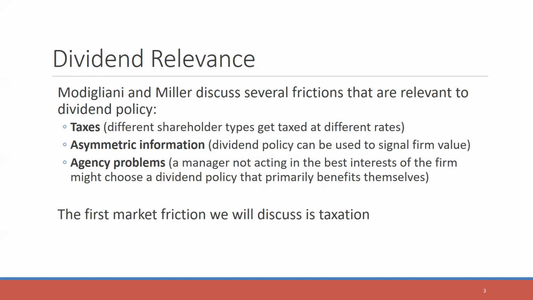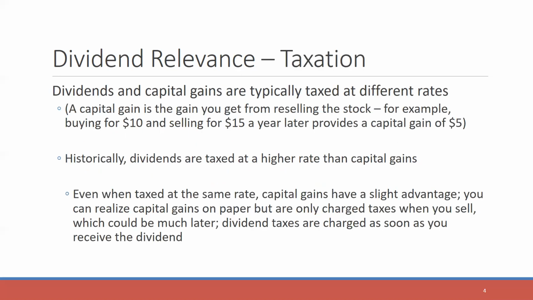So, more generally, we think of agency problems as the capacity for the manager to not act in our best interest as shareholders. And we'll look at the reasons why these market frictions make dividends important. So our first will be taxes. Dividends and capital gains are typically taxed at different rates.